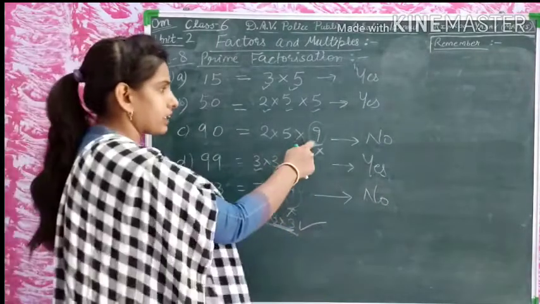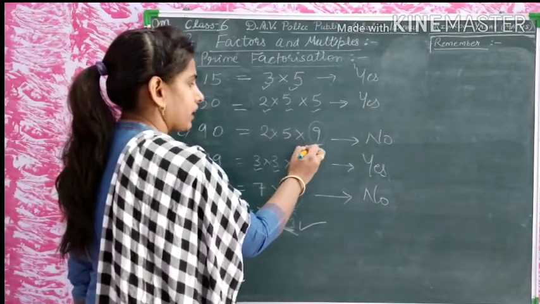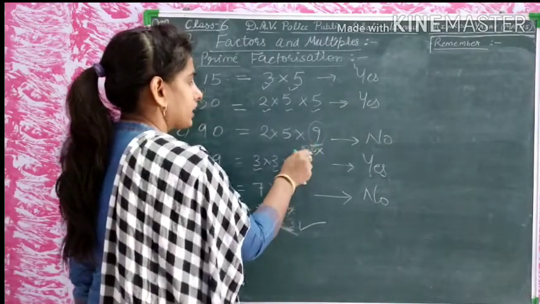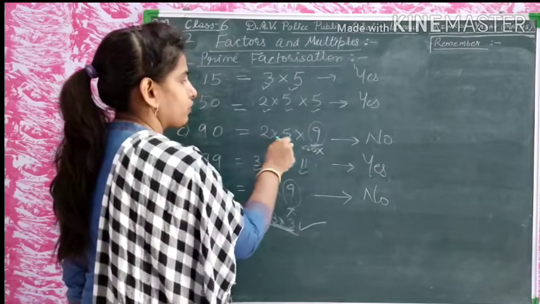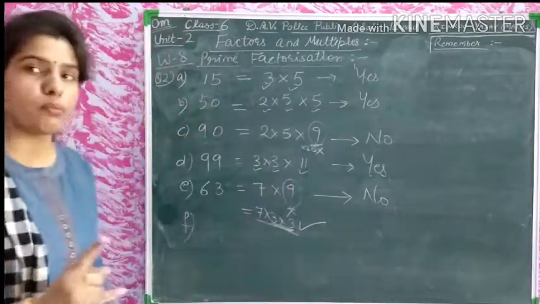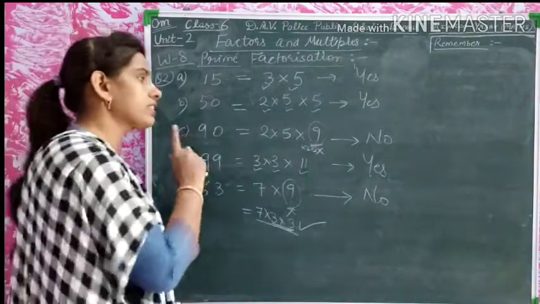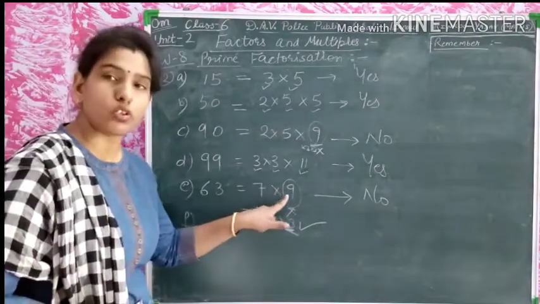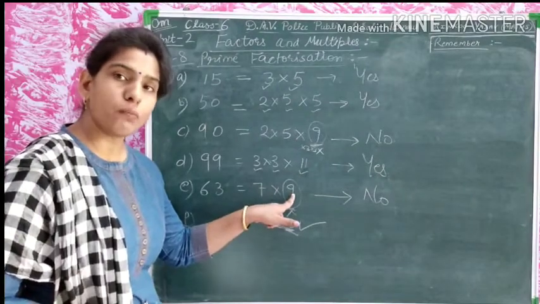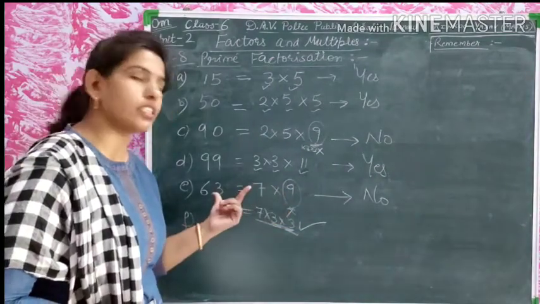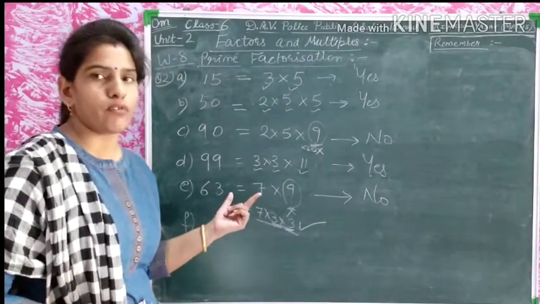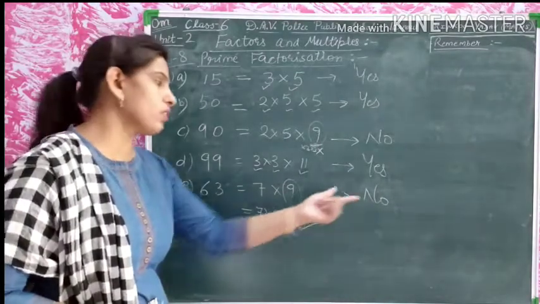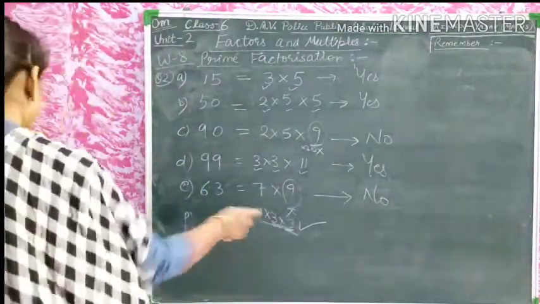And doing the same like this, in place of 9 we can write 3 into 3. Then this will be the prime factorization: 2 into 5 into 3 into 3. This will be the prime factorization of this 90. And this will be the prime factorization of 63. But this will not be possible because there is a composite number, and in the prime factorization we have to find only the prime factors. This is not a prime factor. So, not possible. But this is possible here.